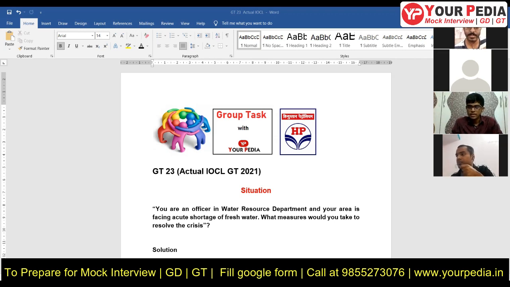So, the task is like you are an officer in a water resource department, and there is a shortage of fresh water in our area. So, what is the measure that you would take to resolve this problem?